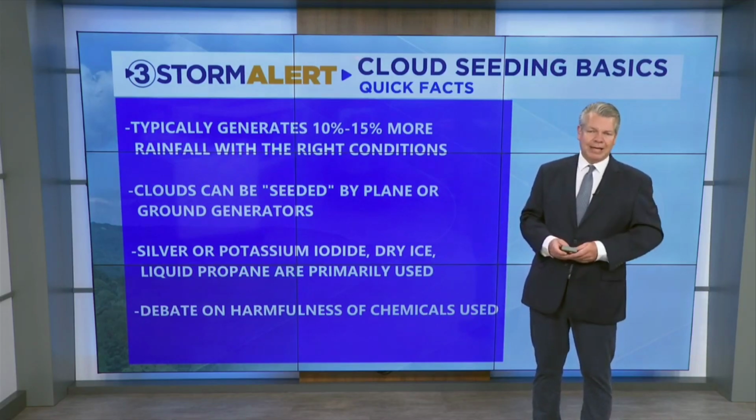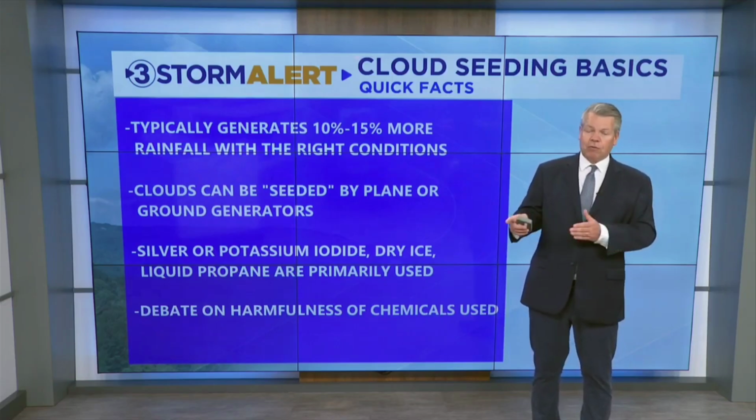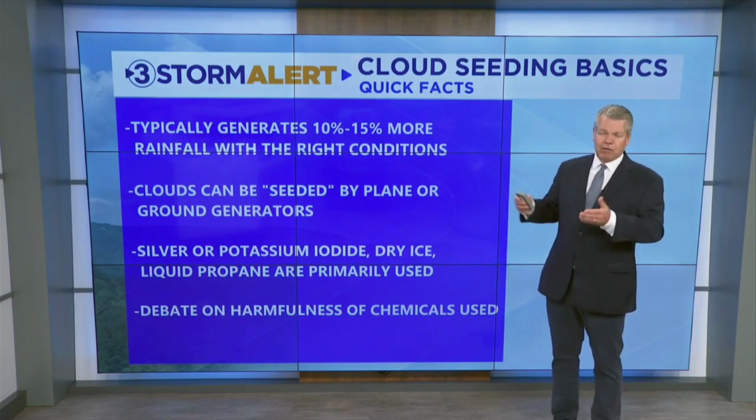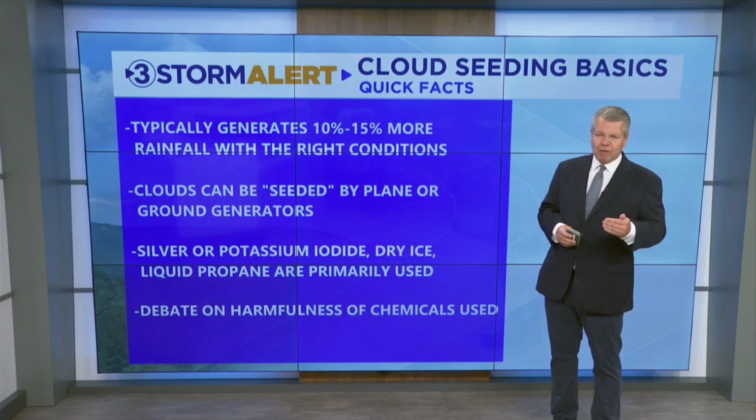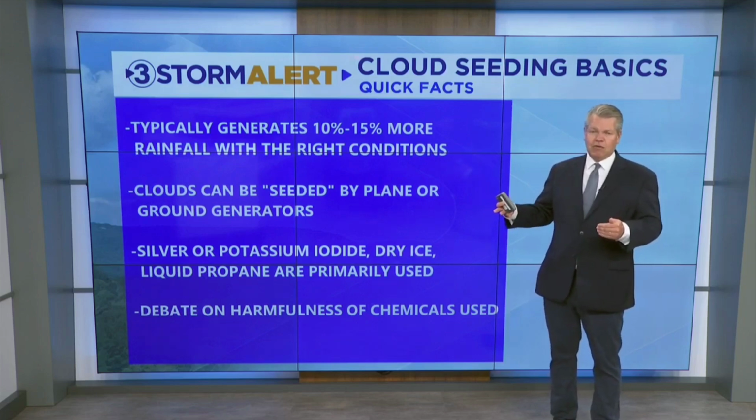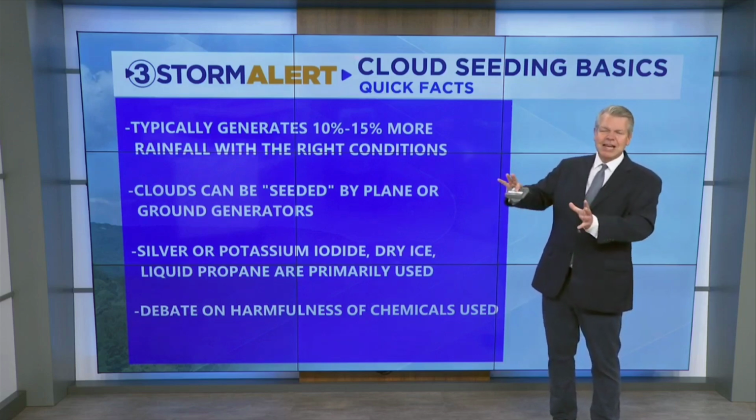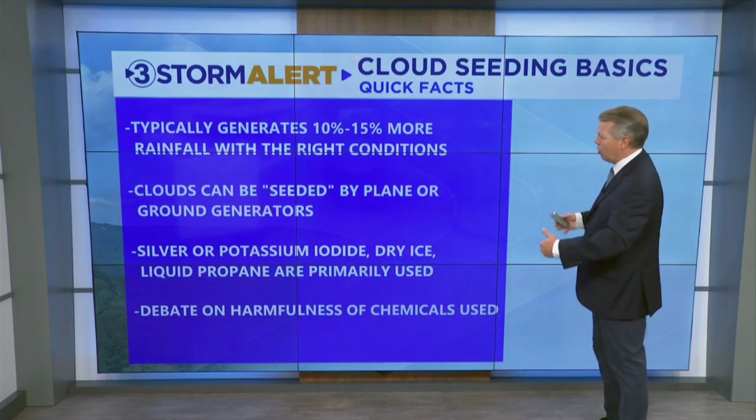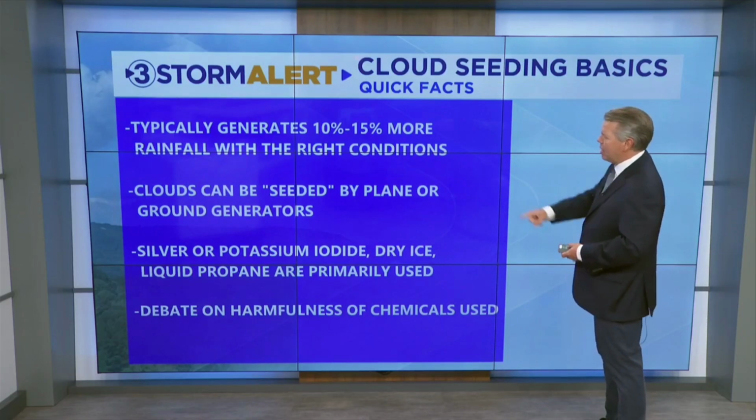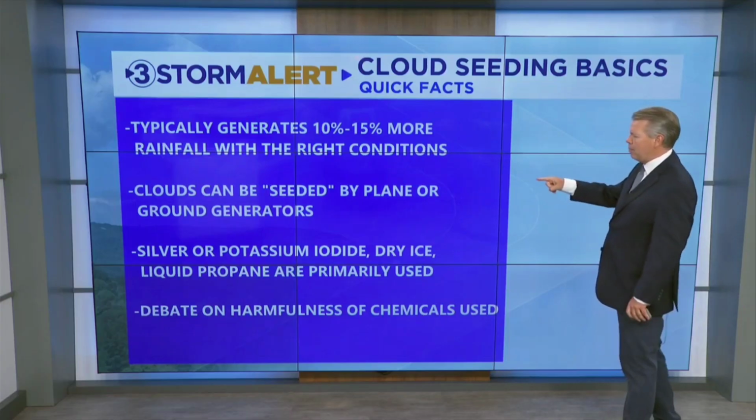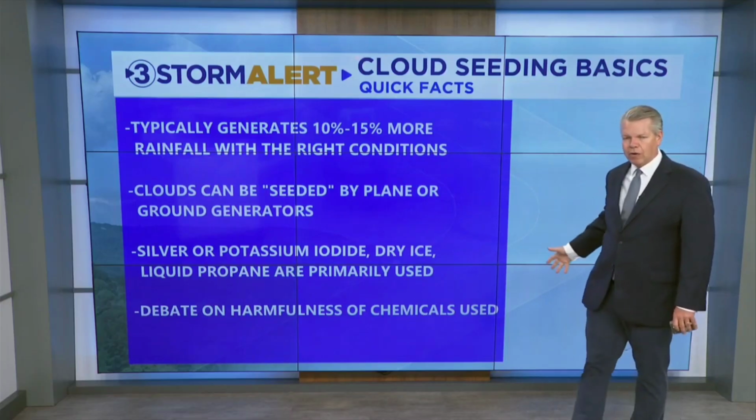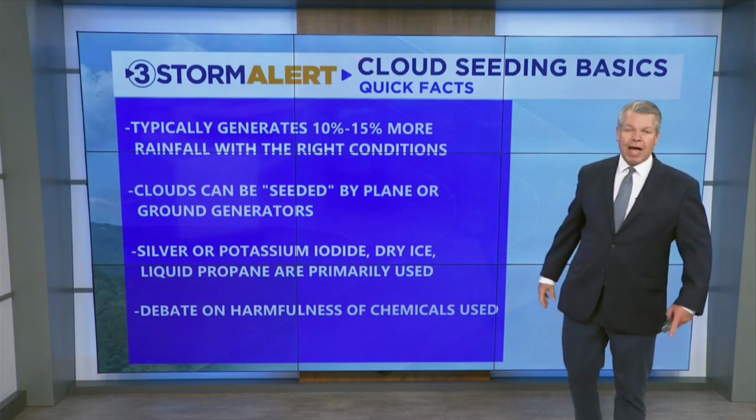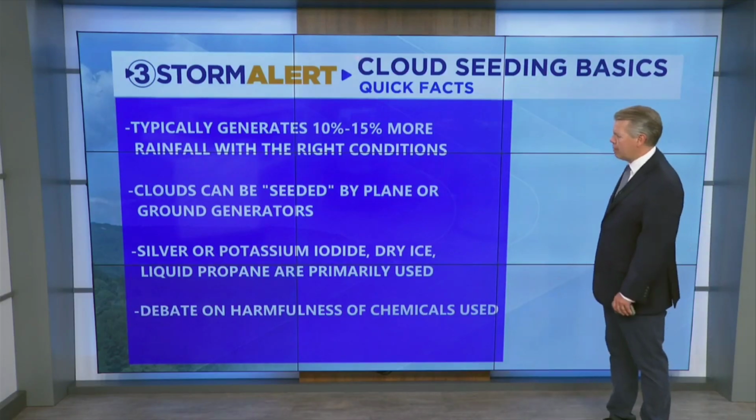With the example in Texas, the forecast was 5 to 7 inches of rain. So 5 to 7 inches of rain plus 10% is 5.5 to 7.7 inches of rain. Nothing near even close to the 15 inches that actually fell and caused all of the devastating flooding. Clouds can be seeded by plane or ground generators that will disperse the agent into the air, and it will work its way up into the clouds over a period of about 15 to 20 minutes.